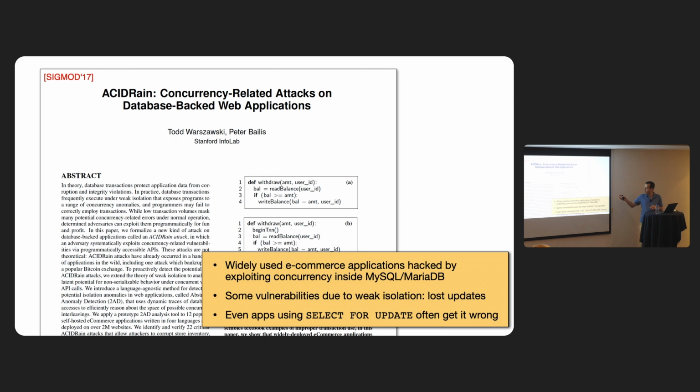And essentially what these guys showed is that you can use weak isolation to hack these applications to, for example, give you unbounded orders. You pay for one item, you get 10 instead, right? So it's kind of a problem. And even applications that try to use select for update, so the programmers are kind of aware that they need to do something, they often get it wrong. Okay, so this was the depressing part.